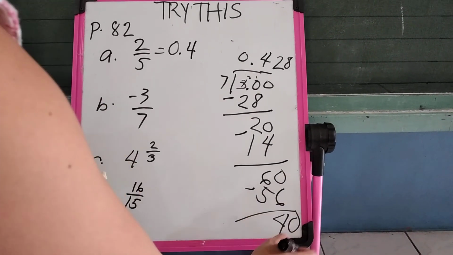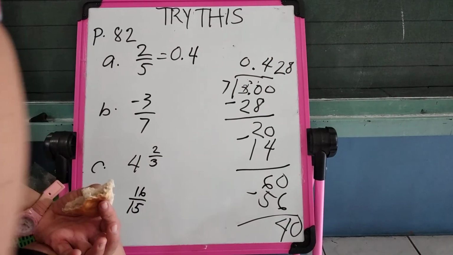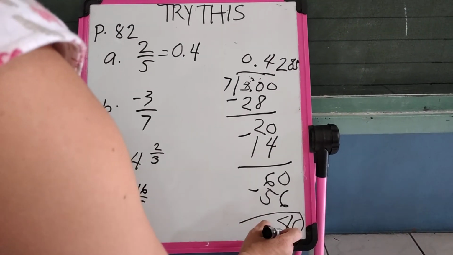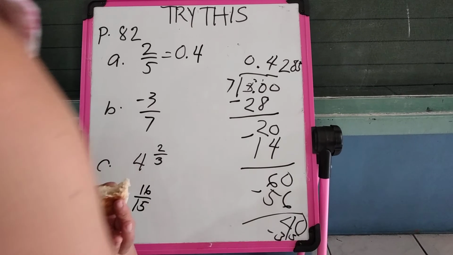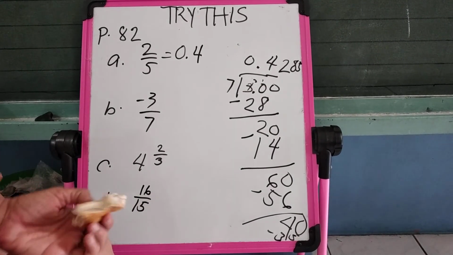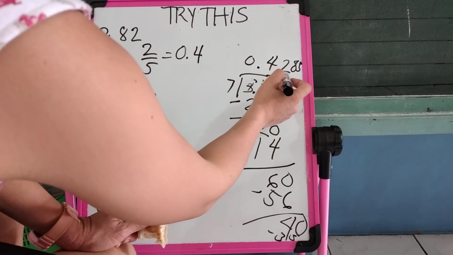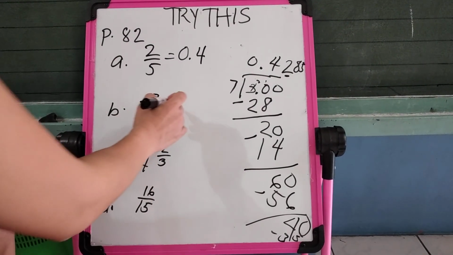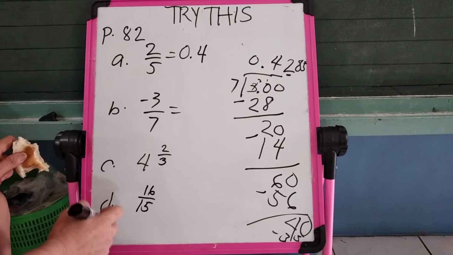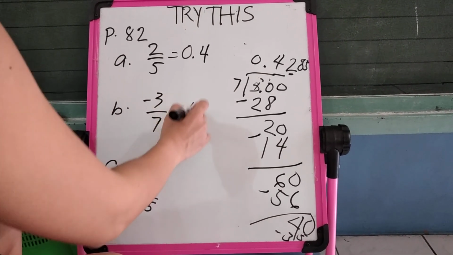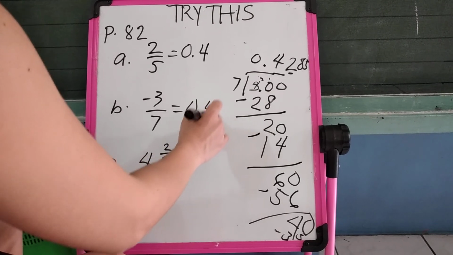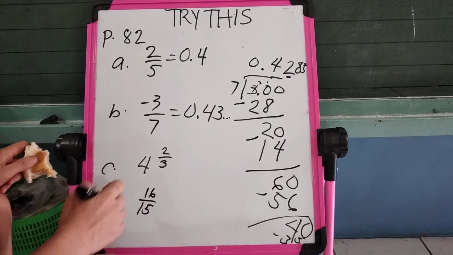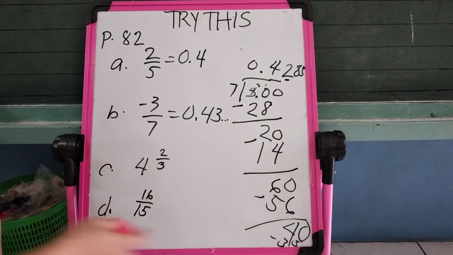Add another 0. It will give you 40 divided by 7 will give you 5 only. And then 35. And then 5. And then it goes on and on. Okay? But we can round off our number to the nearest hundredths. That's the instruction. So 3/7 is now written in decimal as 0.43. Okay, dot, or you can erase.